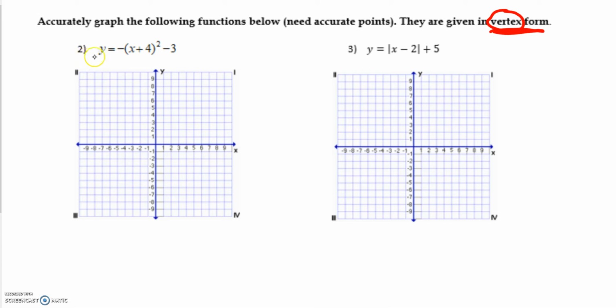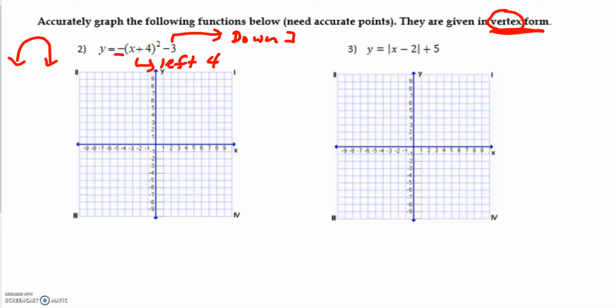So if I looked at number 2, I notice it's squared, so I know it's going to be a parabola. I notice that there's a negative in front, which means that I'm eventually going to have an upside down parabola. If I think about direction, the x plus 4 is always opposite of what you think. So this parabola is going left 4 units, and the -3 means I'm going down 3 units.